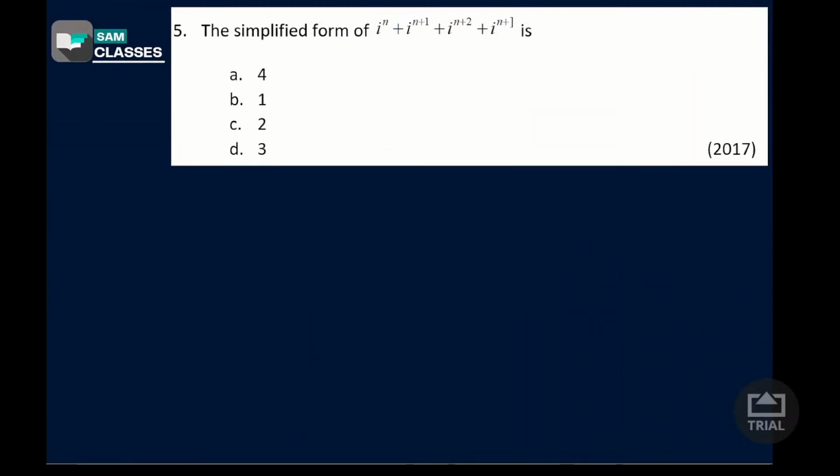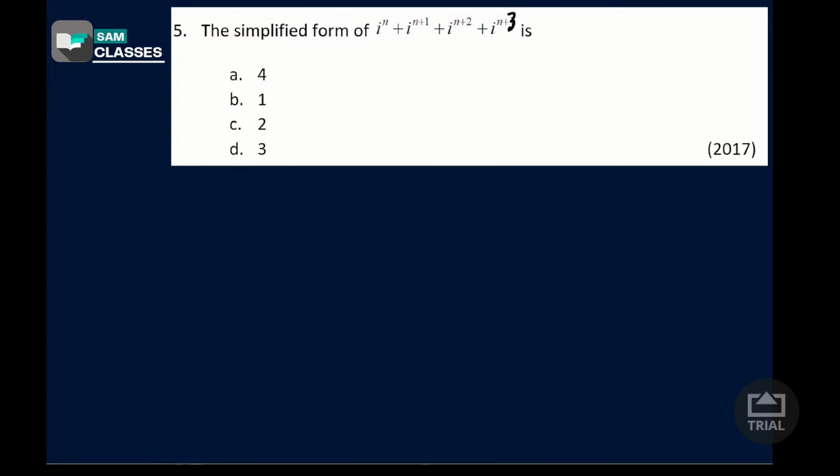Chalo everybody, next question, very simple, on the screen. Come on, fast students. If by going fast anybody is not able to understand, do tell me, okay? Chalo, everybody: i^n + i^(n+1) + i^(n+2) + i^(n+3), the last is 3.